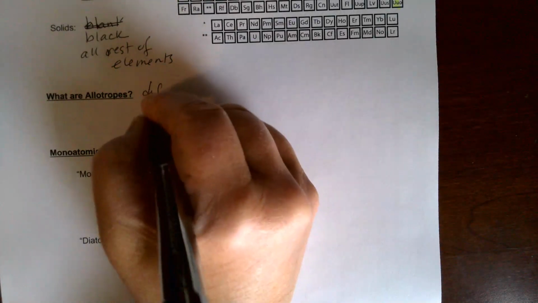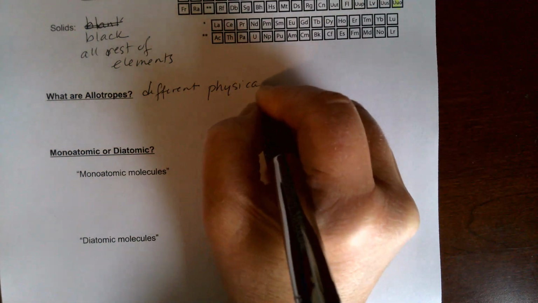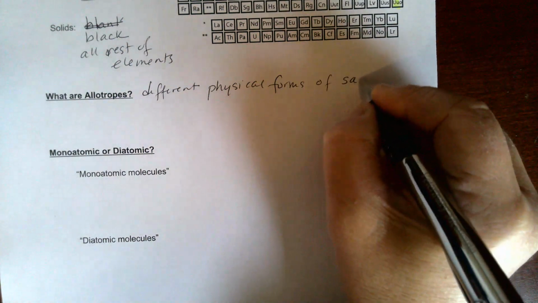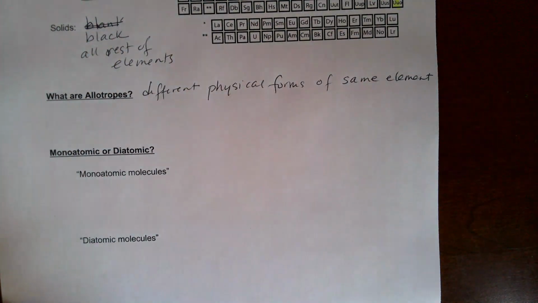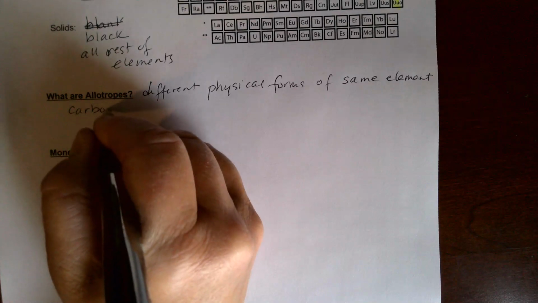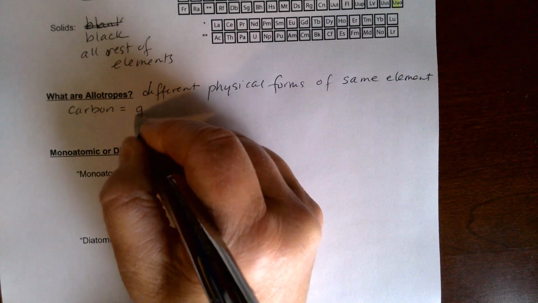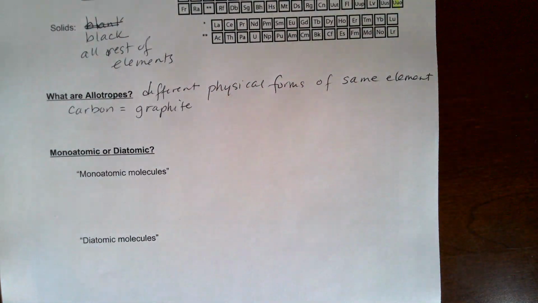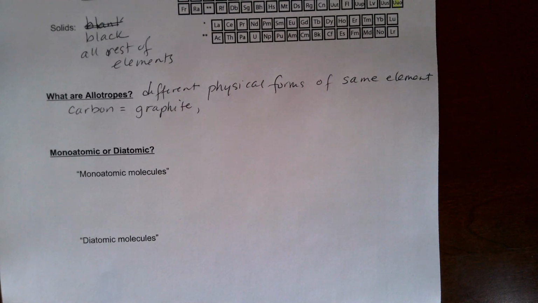Allotropes are different physical forms of the same element. Different physical forms of the same element. Couple elements will do this readily. So carbon comes in different forms, the way that they are bonded together. Graphite, the carbons are bonded in flat sheets, which is why they make a great material for using in pencils. Your pencil lead is actually graphite.